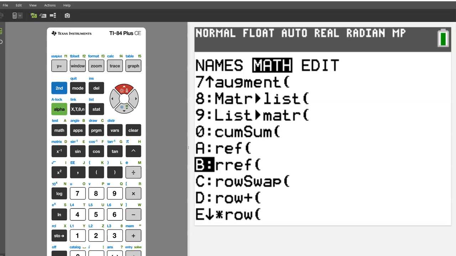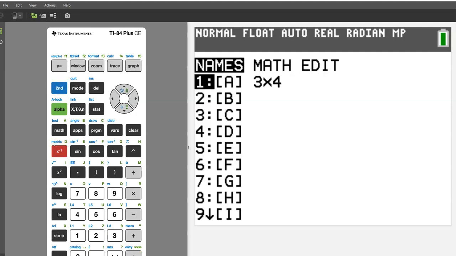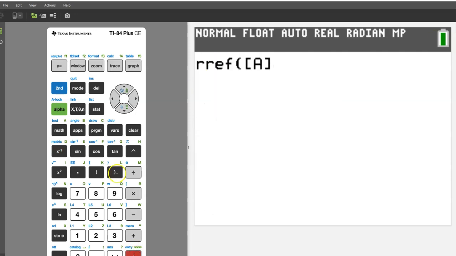So we're going to press enter on B. And then we have to tell it what matrix we want to solve. So we're going to go back into matrix. Because now we're on names, we're going to select matrix A. So we're going to press enter. You can close your parentheses, enter.